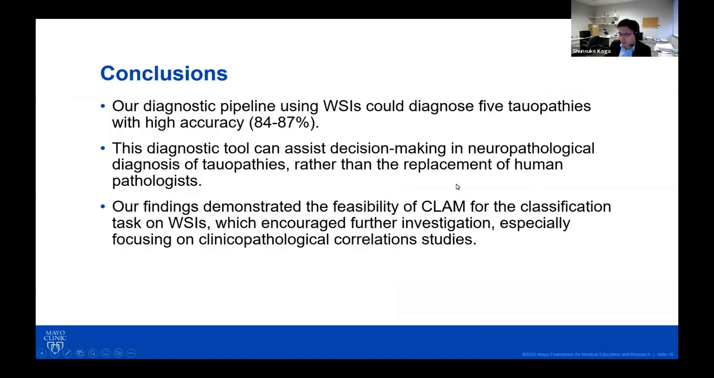So, conclusions. We developed a diagnostic pipeline using CLAM on whole slide images of tau immunohistochemistry to diagnose five different tau pathologies with high accuracy. This tool is designed to assist, not replace, human pathologists in diagnosing tau pathologies. Our findings demonstrate the feasibility of CLAM for classification tasks on whole slide images, and it is encouraging further research, especially in clinical pathological correlation studies.